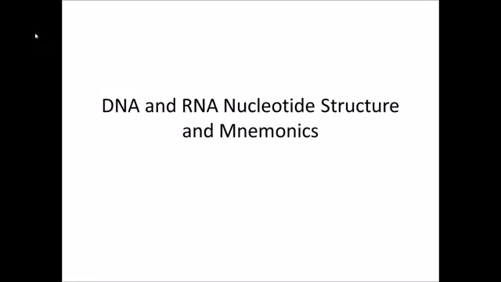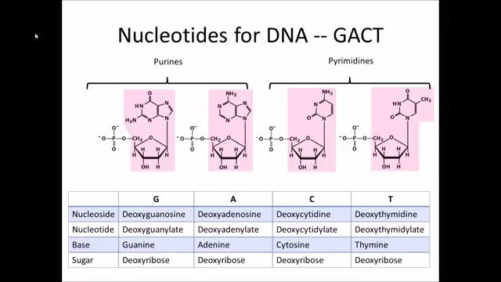I thought I'd do a video about DNA and RNA nucleotide structure and mnemonics. So here are the structures of the bases, or the nucleotides rather, for DNA. The nucleotides are deoxyguanylate, deoxyadenylate, deoxycytidylate, and deoxythymidylate. So there's different names for different parts of these structures.